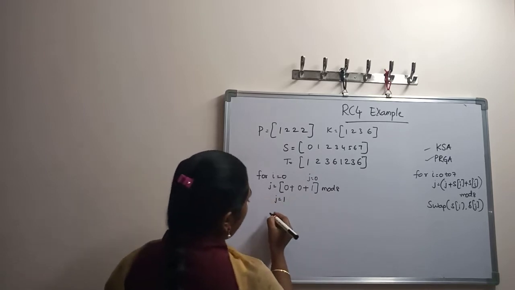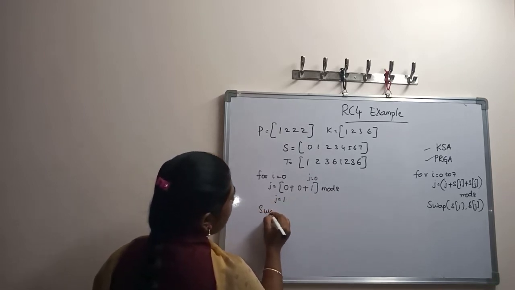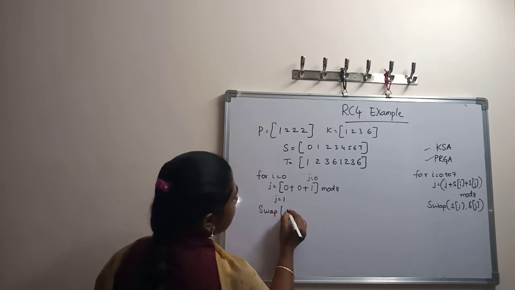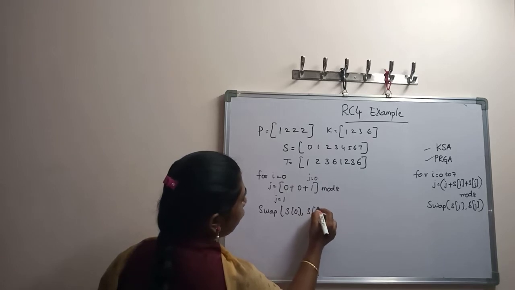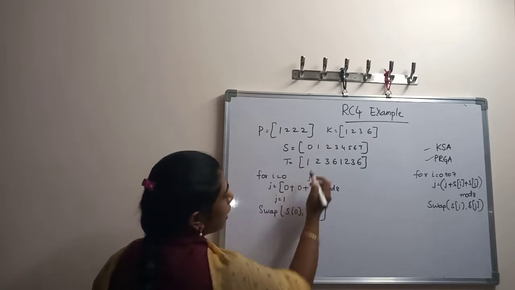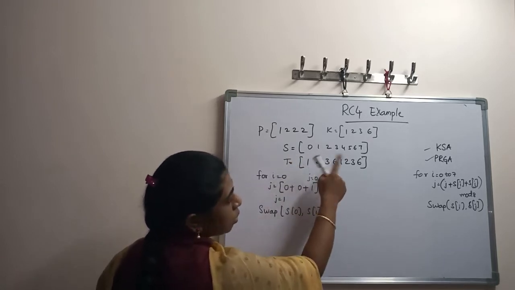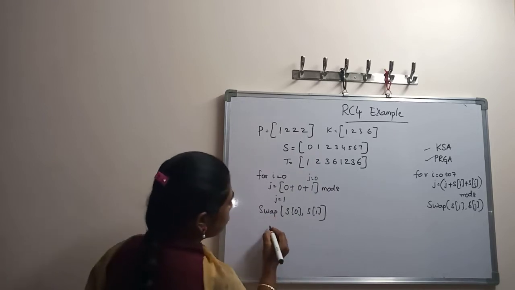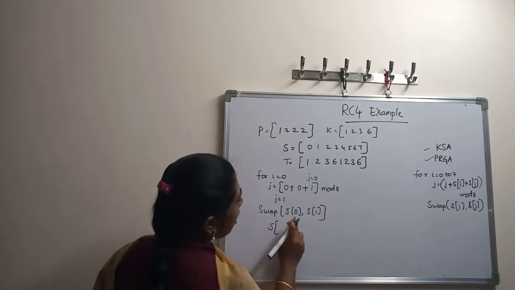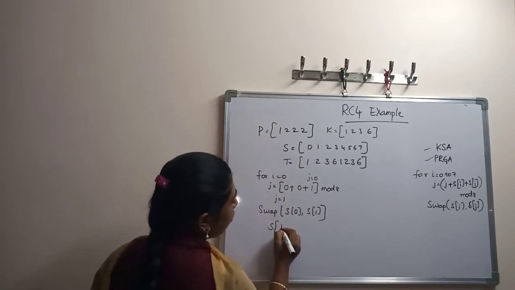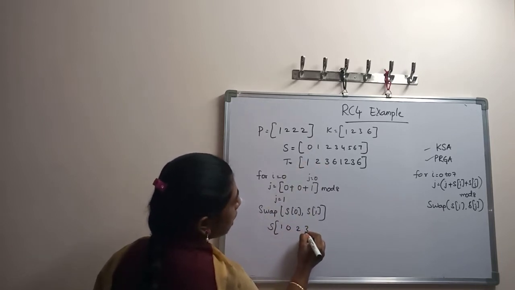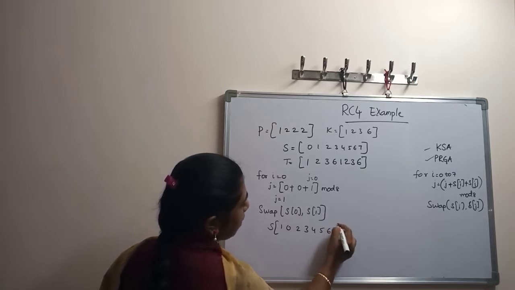Now swapping the values, S of 0 comma S of 1. We need to swap the values inside the vector. Since I am swapping 0 with 1, my S values become 1, 0, 2, 3, 4, 5, 6 and 7.